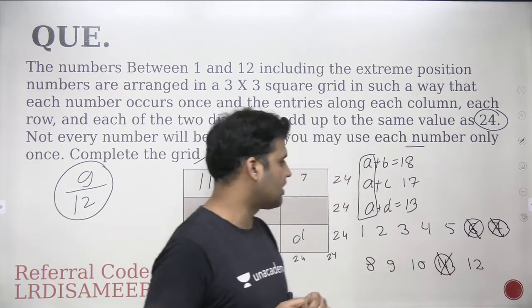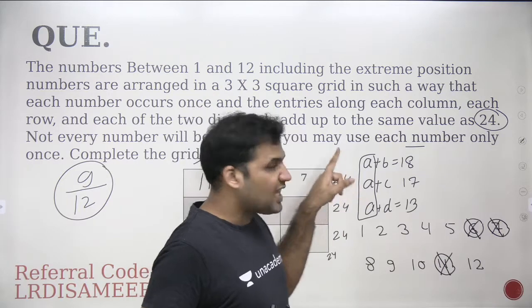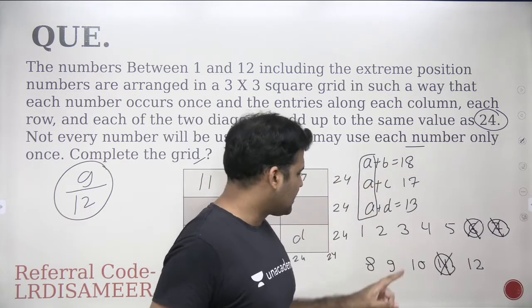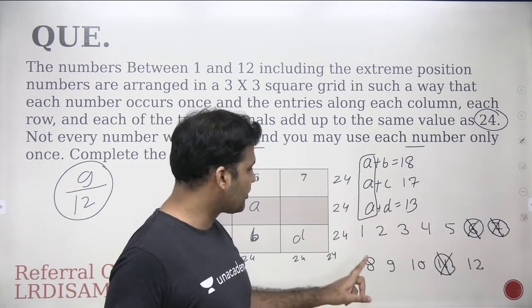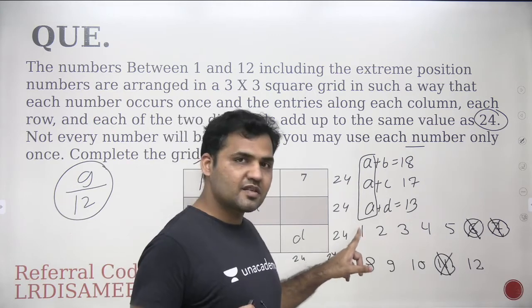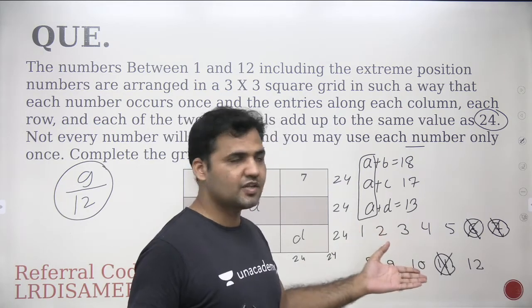So these numbers are not available to me. Now look for some combination here. A added to B gives you 18. Now tell me which numbers can give you the summation as 18 here. You see that there is only one possible combination. 1 plus 17 will be 18. 17 is not available to us.